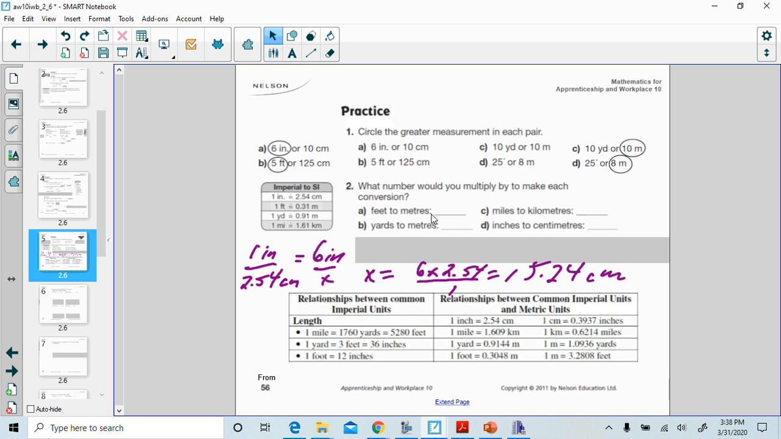Number 2, it says, what number would you multiply by to make each conversion? So this is going feet to meters. Again, we're thinking about what numbers we have in our conversion sheets or on this page. From your formula sheet, you can see feet to meters is 0.0348. So if I open this one up, you can see a rounded number, 0.31, which is similar to this number. Just keep in mind that these will give you slightly different answers due to one of them being rounded if you have to use them in a question.